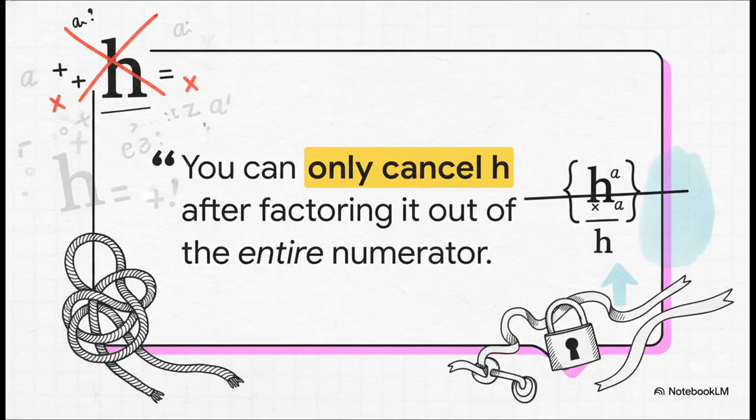And the second major trap is trying to cancel the h from the bottom way too early. You can't just pick one term on the top and cancel its h. The rule is simple. You have to simplify the numerator first until you can factor an h out of the entire thing. Only then, after it's factored out, are you allowed to cancel it with the h on the bottom.